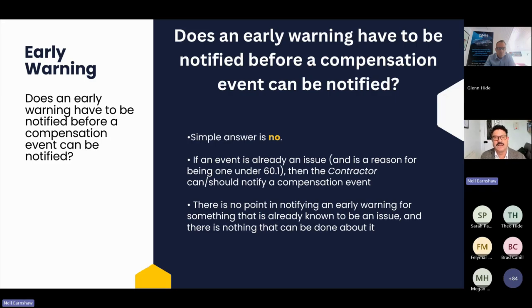So if we already have an issue, and it's already occurred, so there's no opportunity to mitigate, something's happened, we should just move straight into notifying it as a compensation event. Because remember, the whole point of notifying an early warning is to get us to an early warning meeting where we discuss and agree the mitigation. If there's no opportunity to mitigate because it's already happened, there is no point in notifying an early warning. It's supposed to be used when we're looking ahead at what could impact delivery from a time, cost and quality point of view, rather than things that have already happened. Okay.